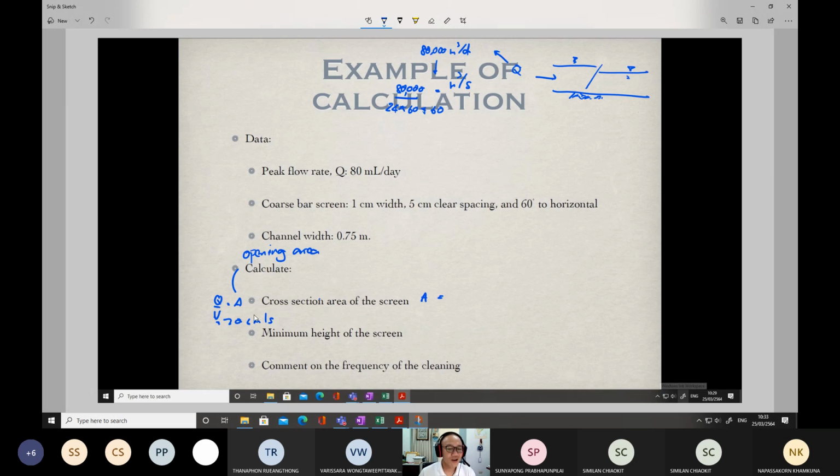So we are talking about only the areas that water passes through. The area the water is passing through is equal to Q divided by V, this amount divided by 0.6. So how much would you get? Square meters.